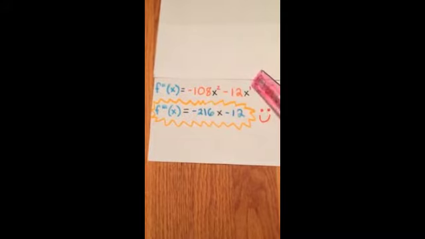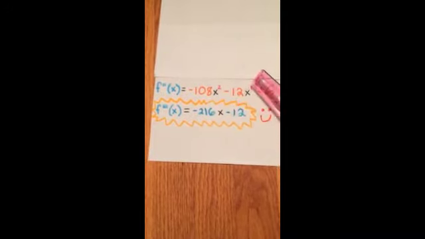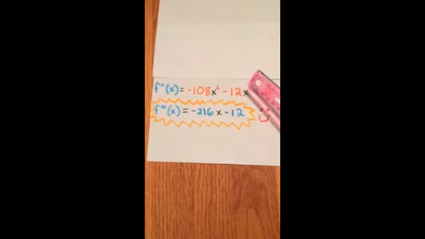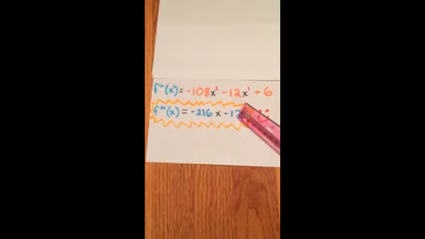Then you multiply 1 times negative 12 in order to get negative 12 and subtract 1 from 1, resulting in 0, which would result in negative 12.